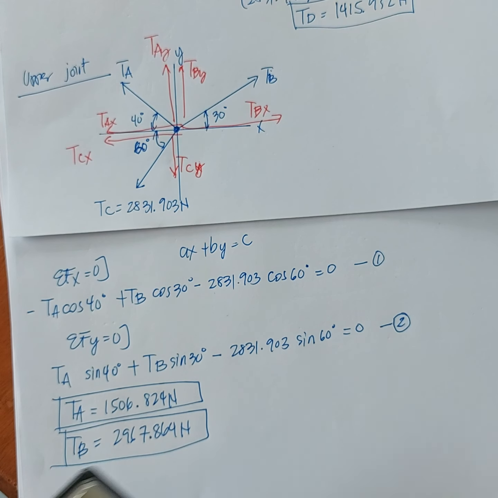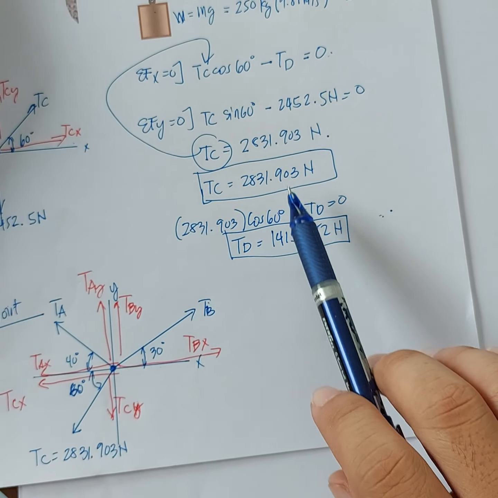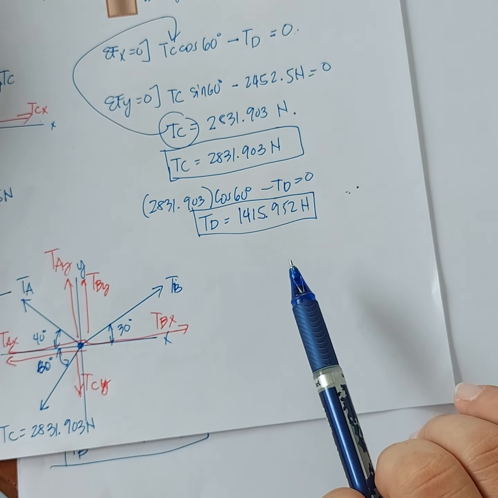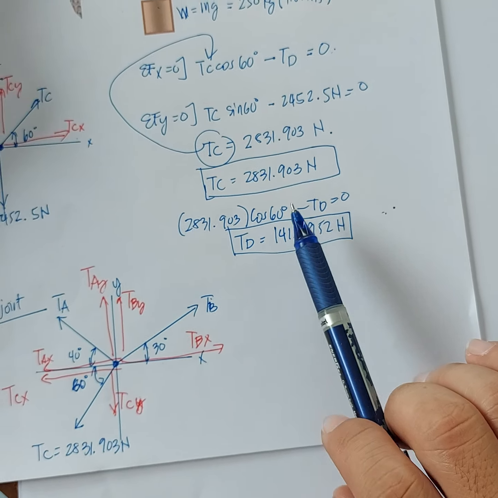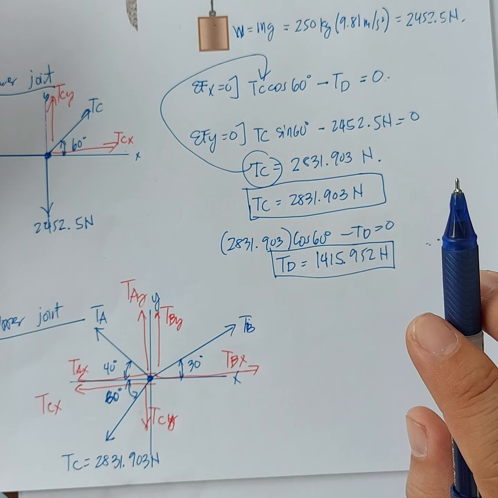Okay, complete na tayo. We have TA, TB, and we also have TC and TD. Okay, so we'll have more examples sa next video natin.